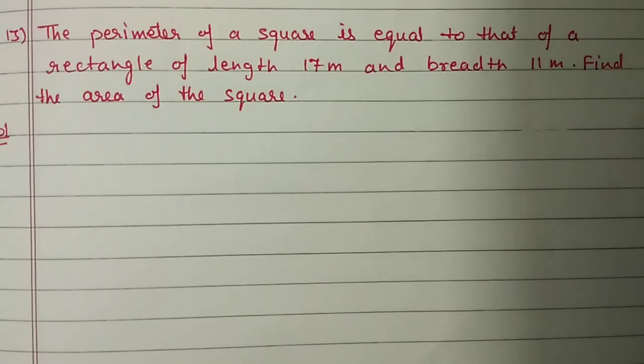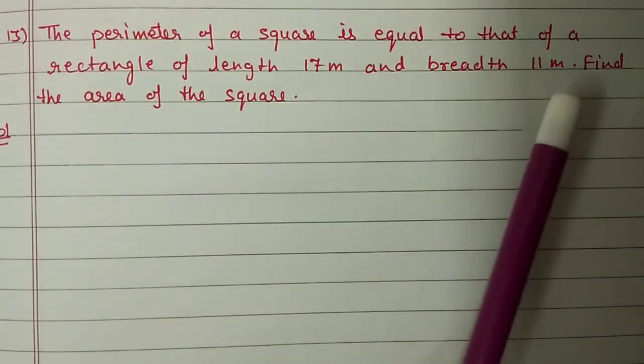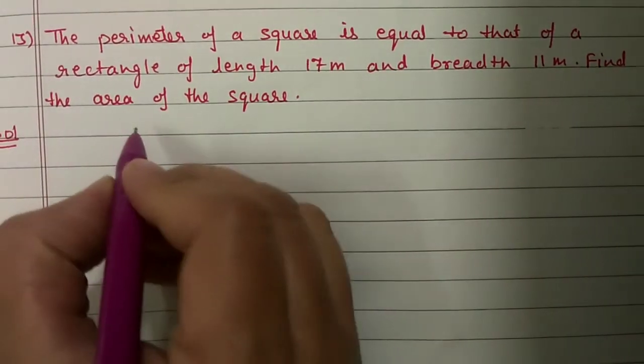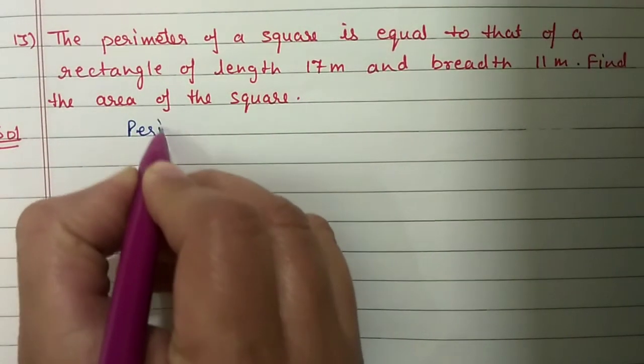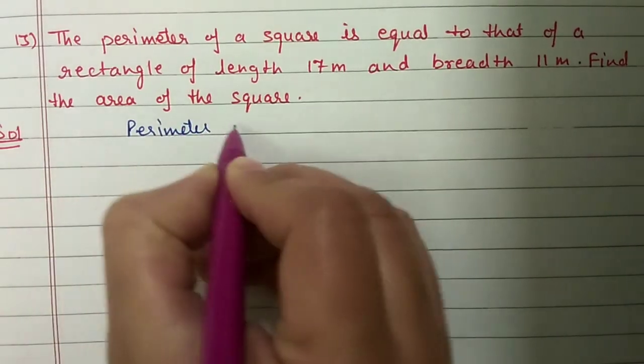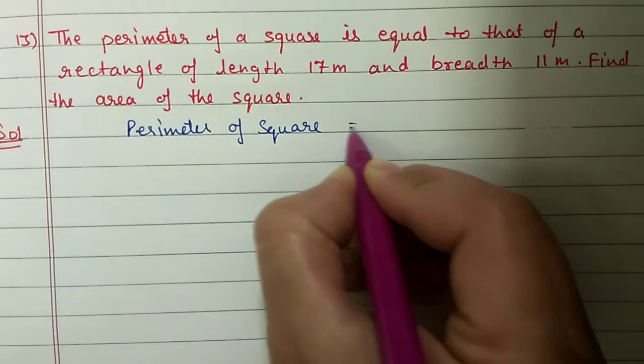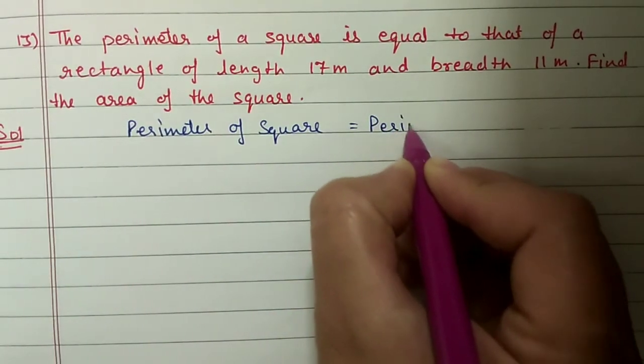Next, question number 13. The perimeter of a square is equal to the perimeter of a rectangle of length 17 meter and breadth 11 meter. Find the area of the square. So here the perimeter of square and rectangle is the same. So this condition is given. We will start from here. Perimeter of square is equal to perimeter of rectangle.